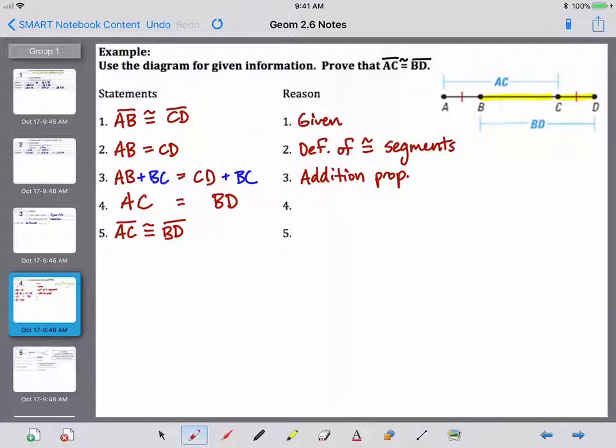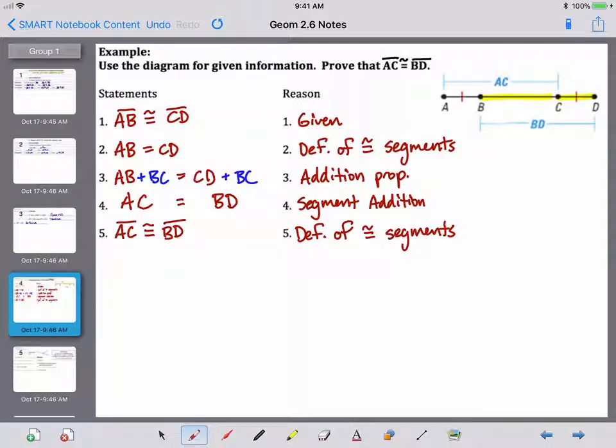Now, why can we do that? What tells us that two segments added together is a larger segment? If you look at your proofreading toolbox, that's actually the segment addition postulate. So you can just put segment addition. Now our last step is backwards from where we started. We're saying AC is equal to BD. Then we're saying segment AC is congruent to segment BD. If you look above, that's again using the definition of congruent segments.